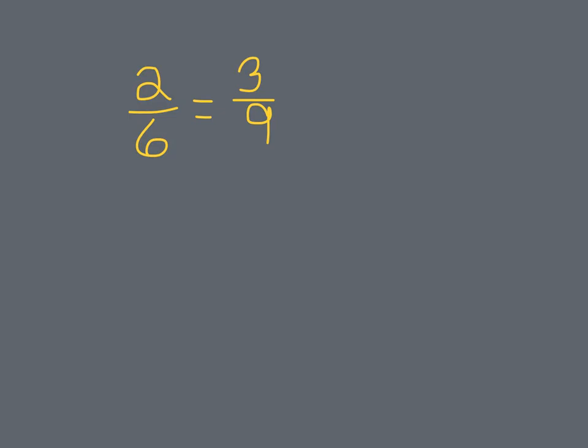Okay, if we set it up like this, it actually looks like the cross products rule because we're going to be multiplying the 6 times 3 and the 2 times 9. So when we're cross multiplying, it looks like we're crossing it. So 2 times 9 would equal 18, and 6 times 3 equals 18. And that reduces down to 1. So that means that they're a proportion.